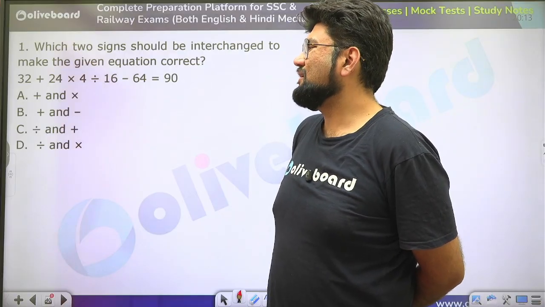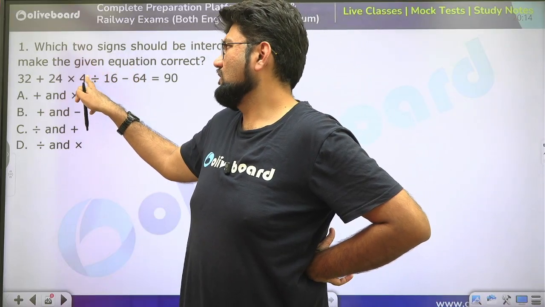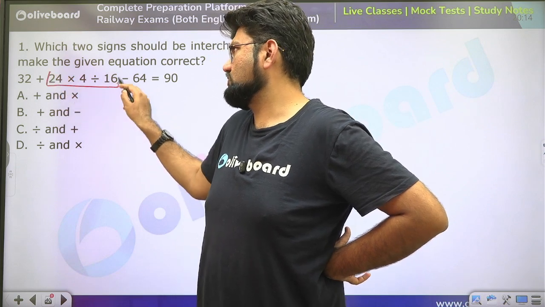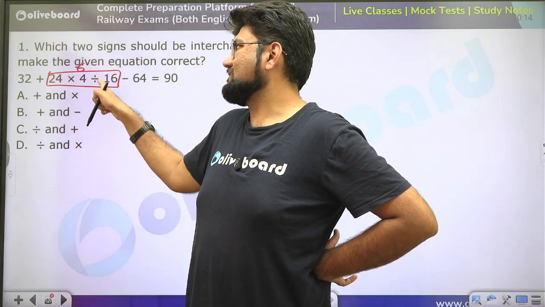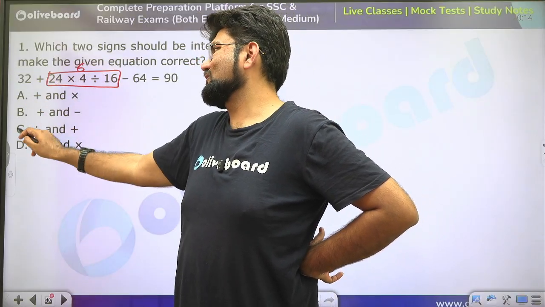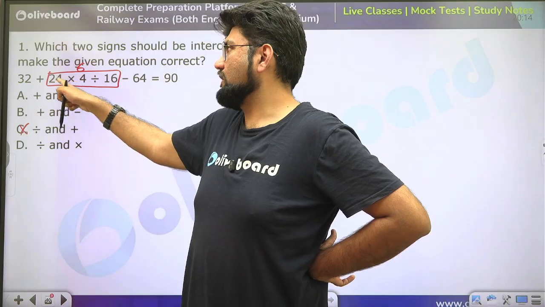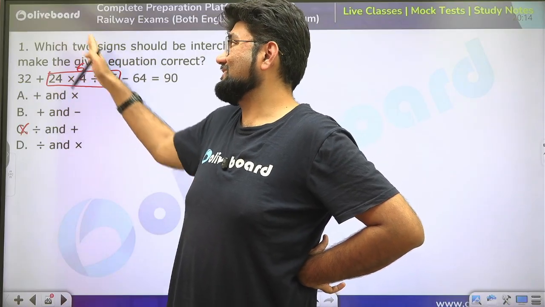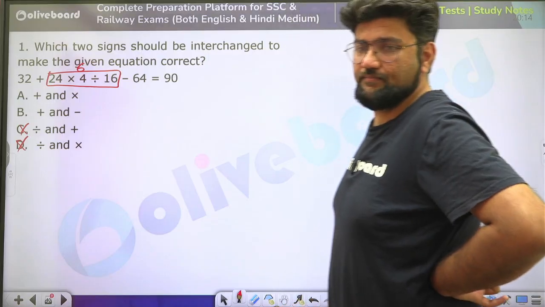Right? So if you want to eliminate from the options, look at the division sign. The division seems to fit perfectly here as of now. 4 divided by 16 is 1 by 4, and this will get cancelled with 24 to give you 6. This will come out to be 6. So if I change divide with plus, it's not going to make any sense here. So this is definitely not my answer. If I change divide with into, so 24 divided by 4 is 6. 6 into 16 is 96. 96, 32 and 64 will never yield 90 as my answer. So this is also eliminated.